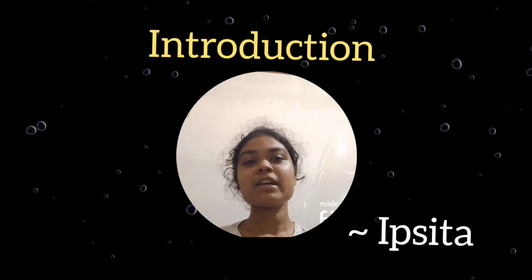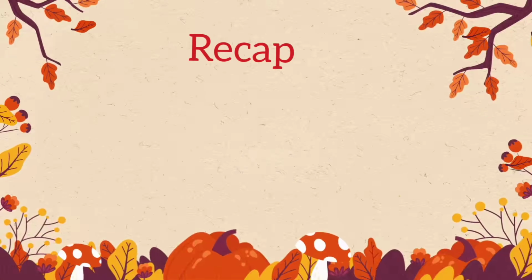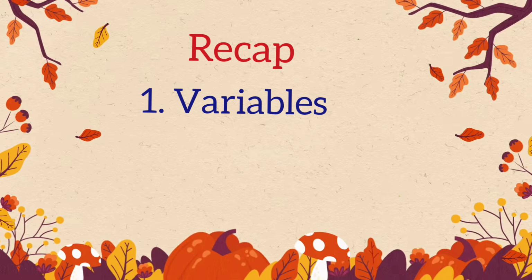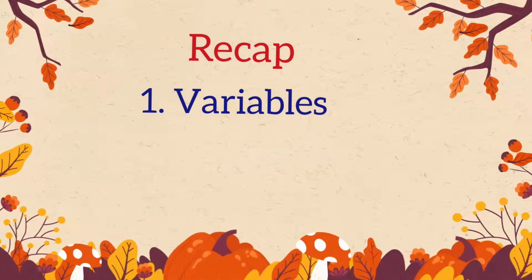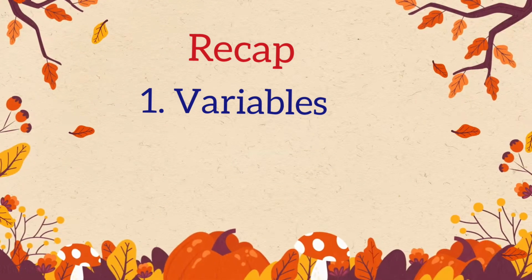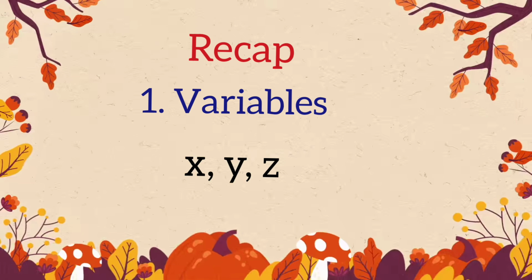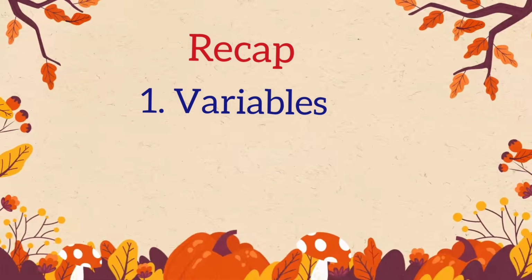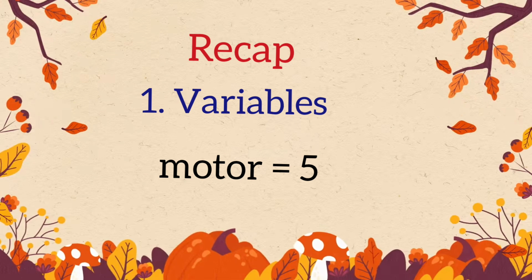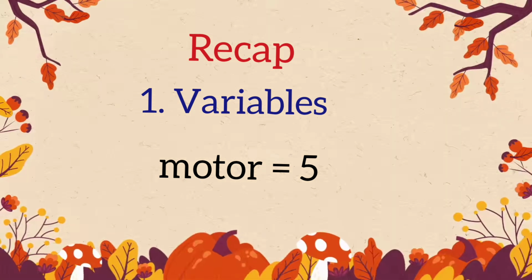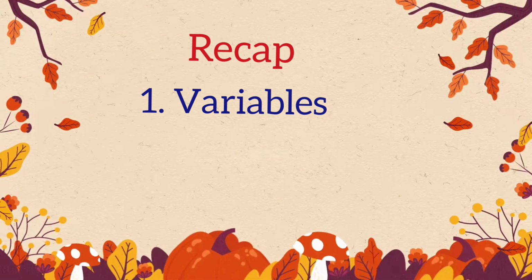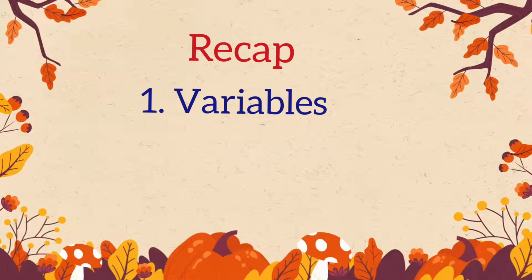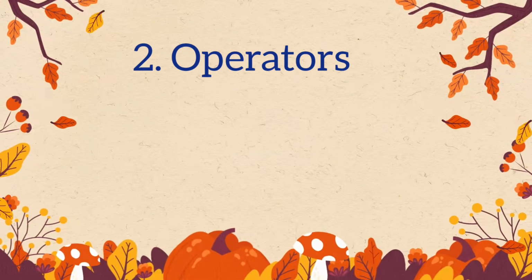Okay, so let's go. In the last video we talked about variables, that is the things which vary and which are used in programs, like x, y, z, or many other variables, for example motor equal to something. You can use words for variables. Now we are going to study another important element used in C, that is operators.